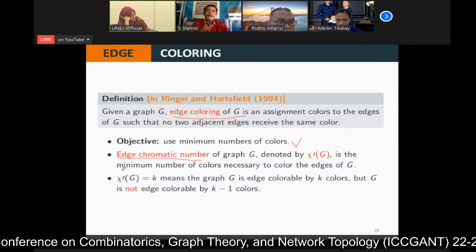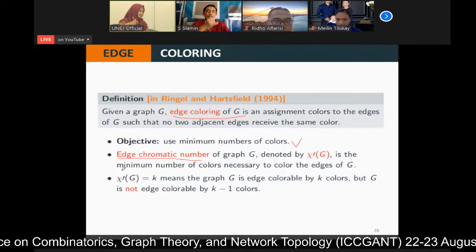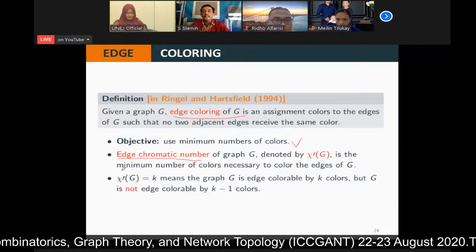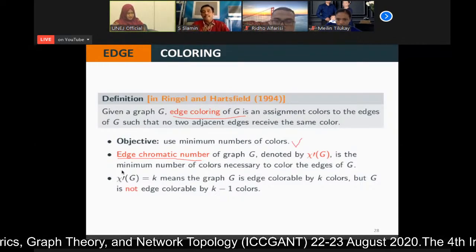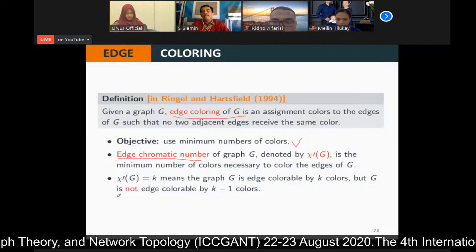Chi prime of G equal to k means the graph G is edge colorable with k colors, but G is not edge colorable with k minus 1 colors.